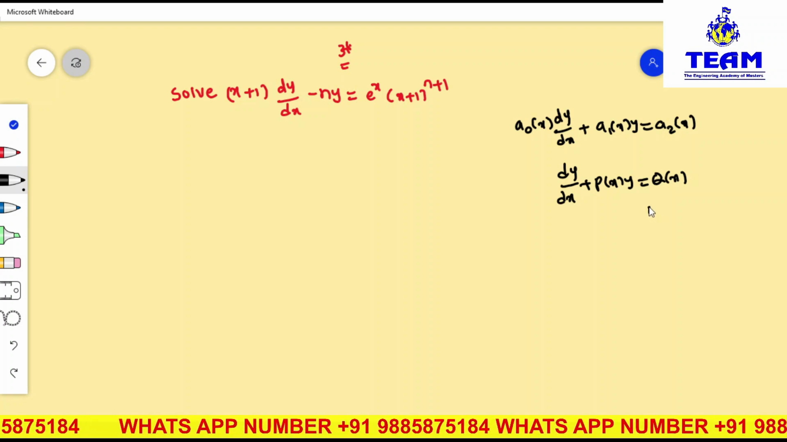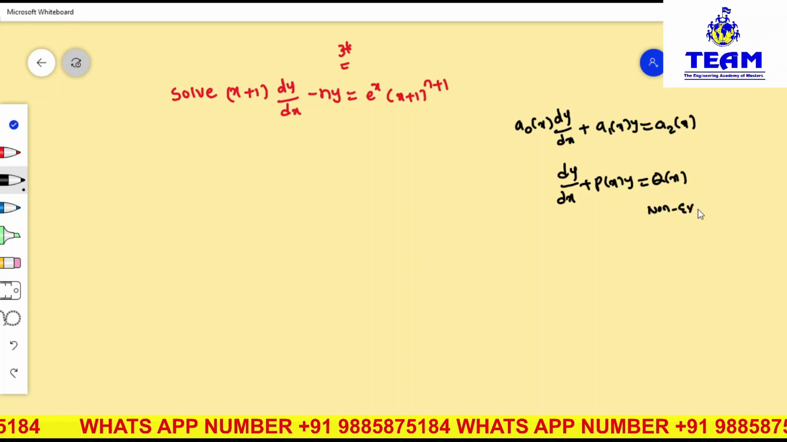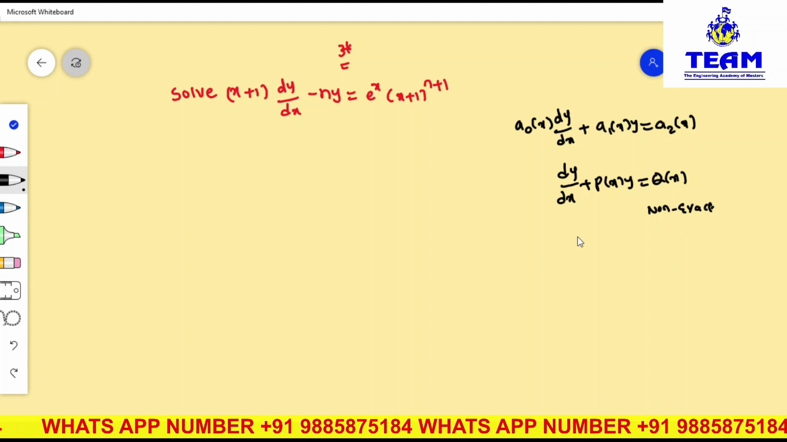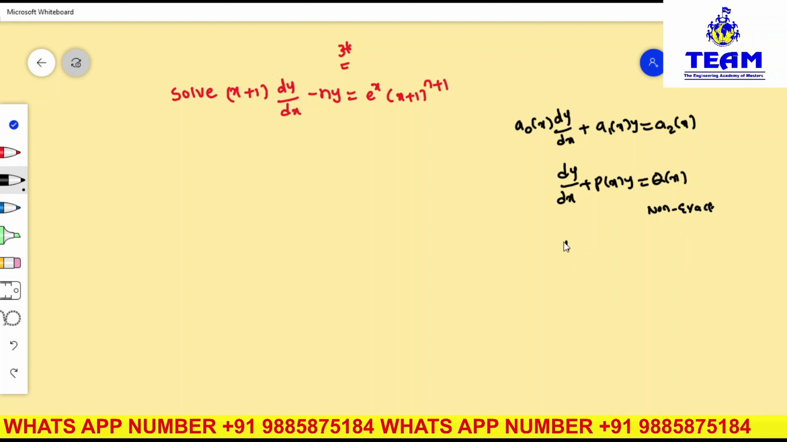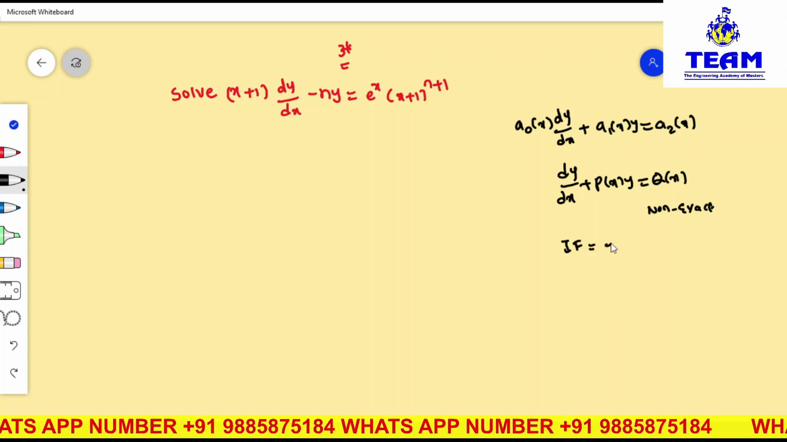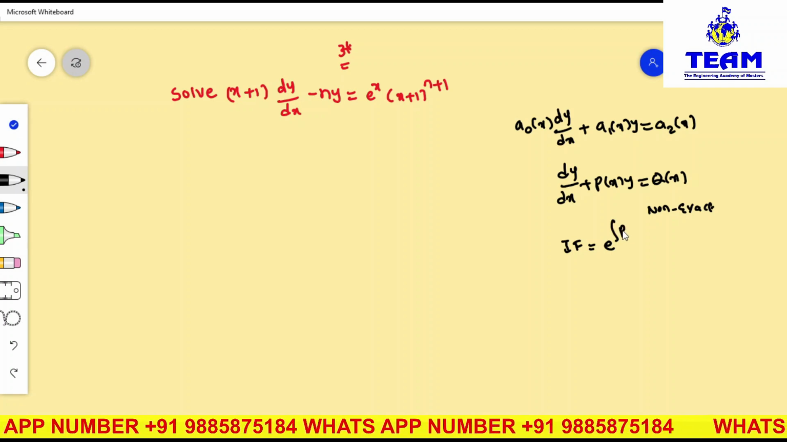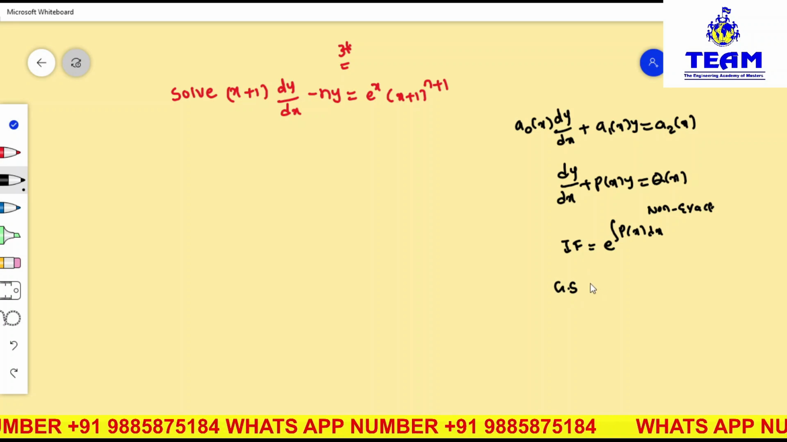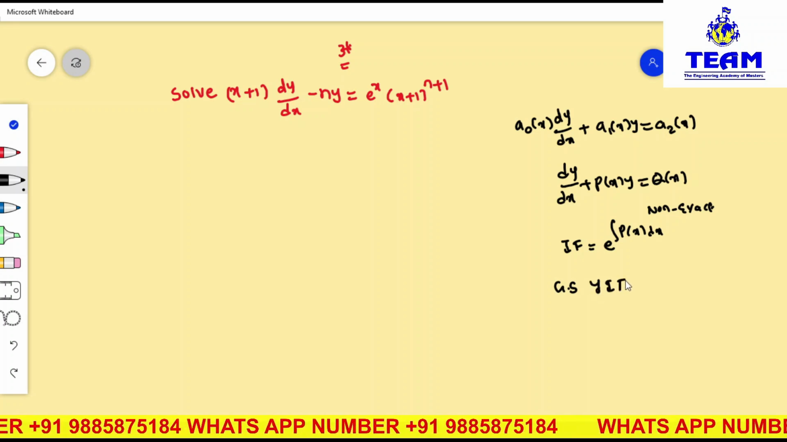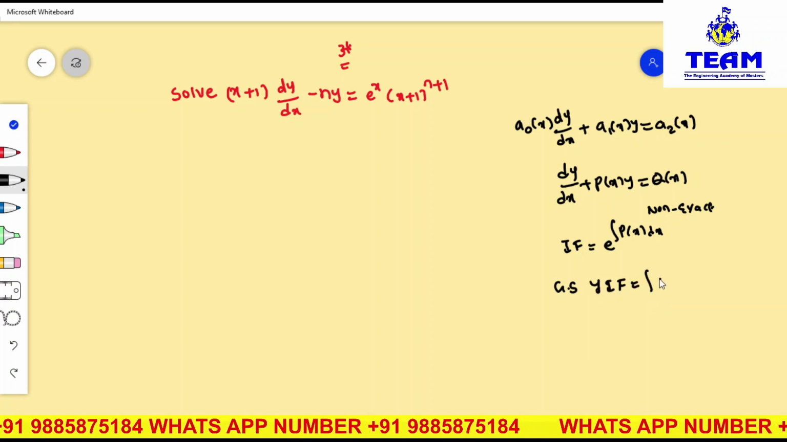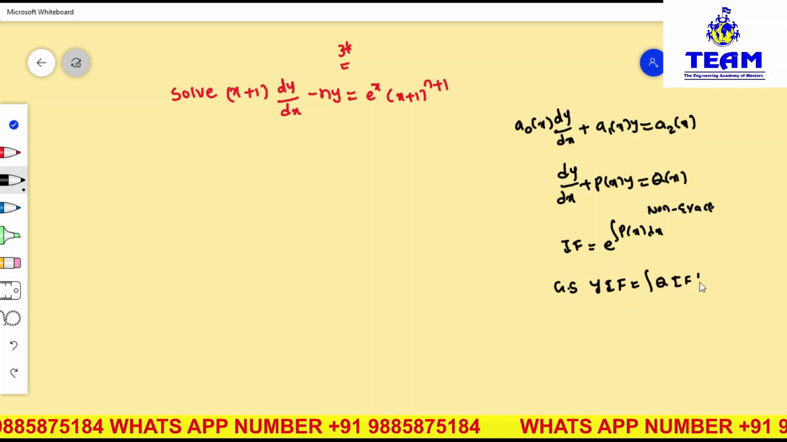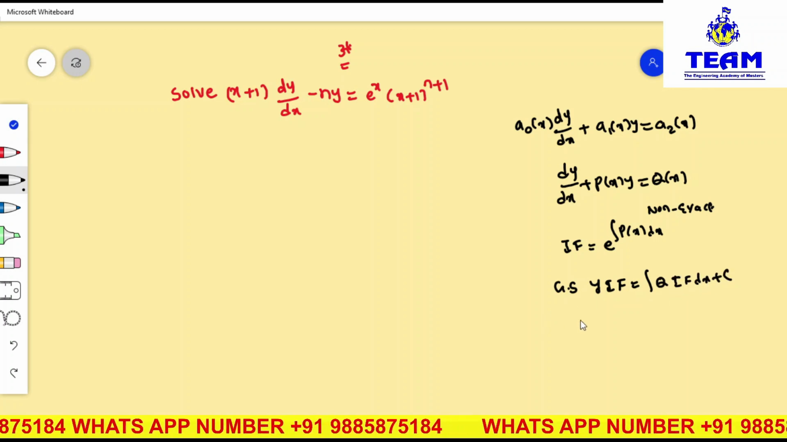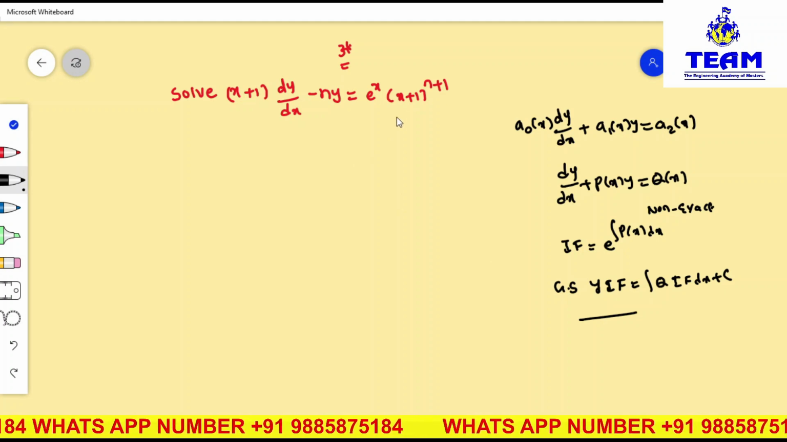So friends, we know that this is non-exact. So to convert to an exact differential equation, we have to multiply with a suitable factor, that is the integrating factor. We have e to the power of integral p of x dx, and the general solution of the given problem is y into integrating factor is equal to integral of q of x into integrating factor dx plus c. So this is the procedure to solve this given problem.